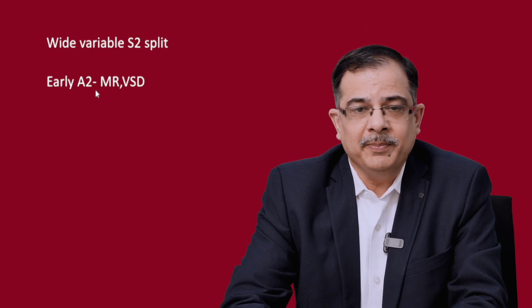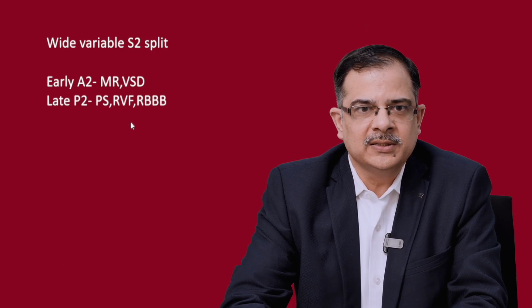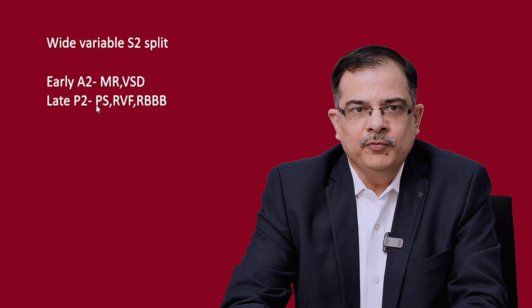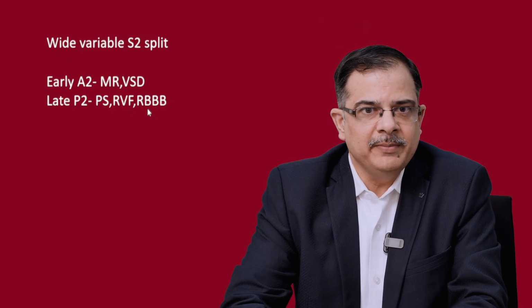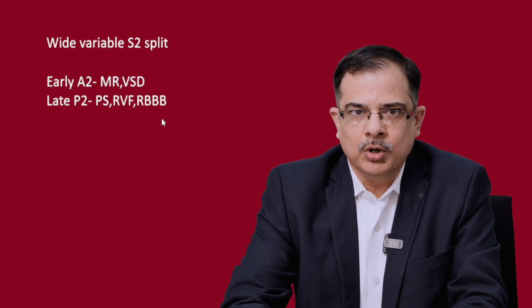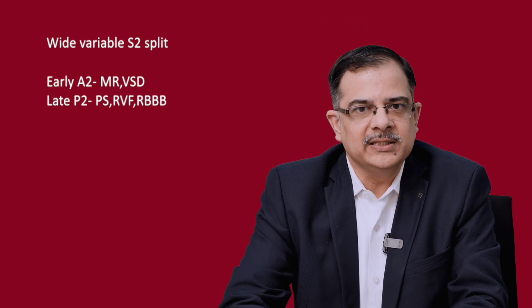For a wide variable S2 split, early A2 is seen in mitral regurgitation or VSD, but the patient does not have any murmurs clinically. Late P2 will be from PS, which will cause a murmur, right ventricle failure, which will be symptomatic, and right bundle branch block. So out of these, right bundle branch block is the more likely possibility because it can be asymptomatic, it can be congenital, and it is characterized by an RSR dash pattern in V1 or V2 ECG leads.